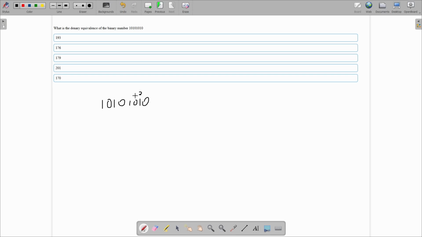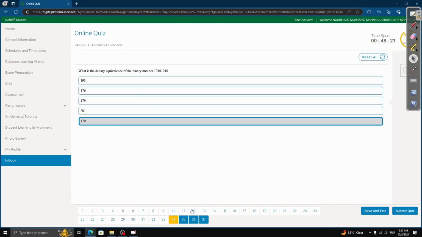This represents 2, this represents 8, this represents 32, and this represents 128. And you add all activated bits up. So 128 plus 32 plus 8 plus 2. This simplifies into 160 plus 10, which further simplifies into 170. So you choose 170.